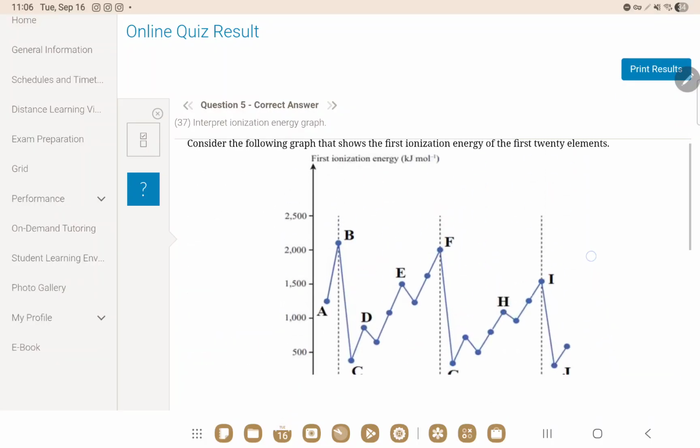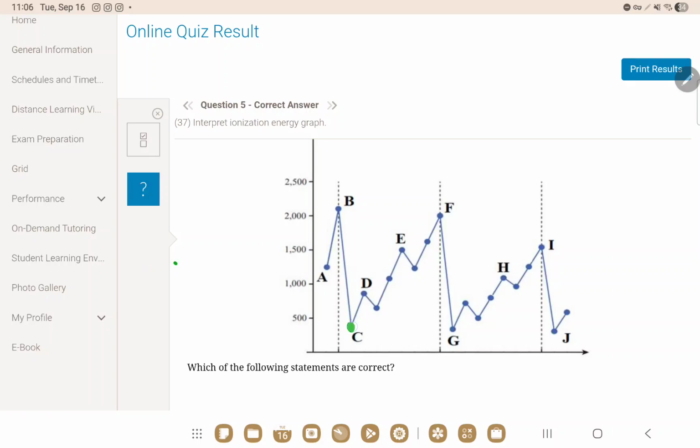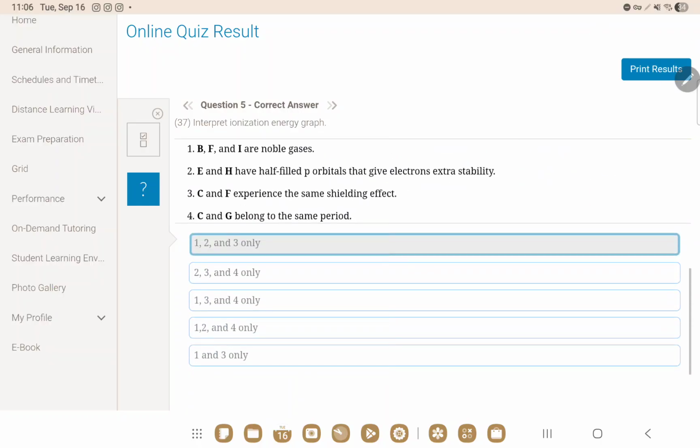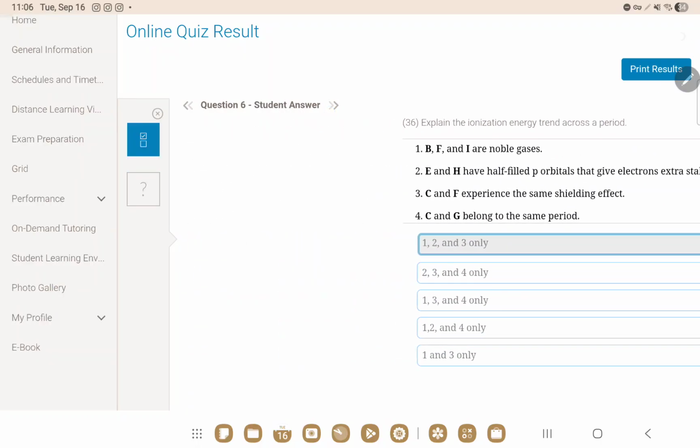C and G belong to the same period. Let's see. C is the third, which is lithium. G is... 4, 5, 6, 7, 8, 9, 10, 11. The 11th one is Na. They belong to the same group if you look at your periodic table, but not the same period. So it's only 1, 2, and 3. Moving on.